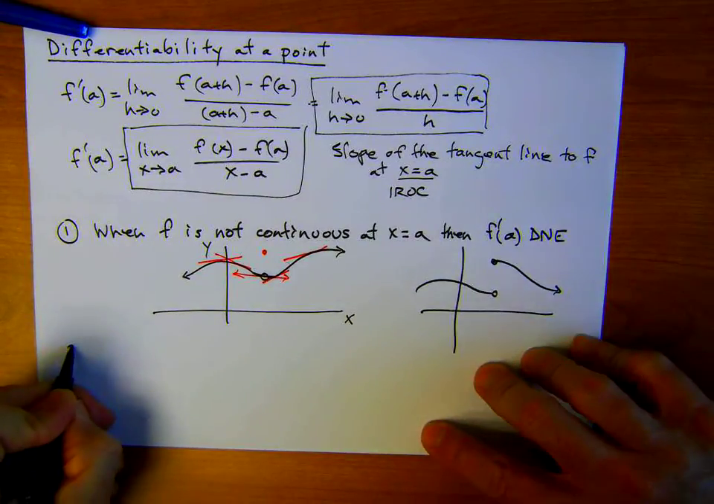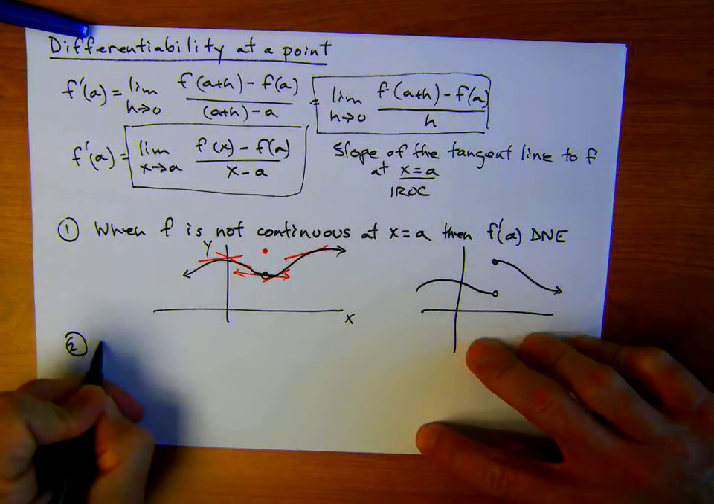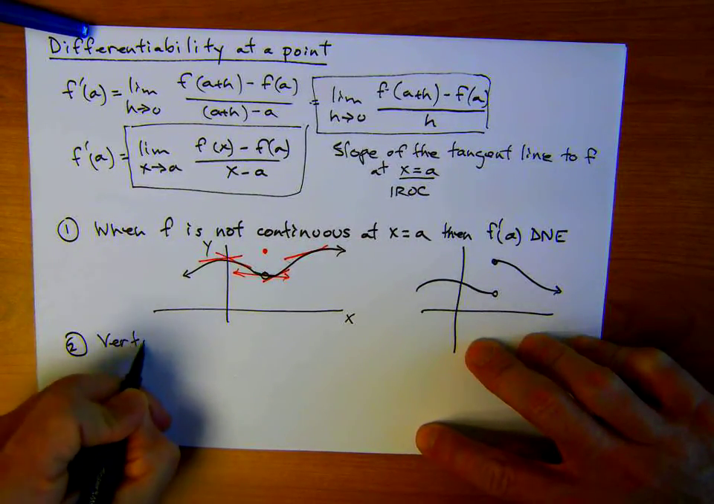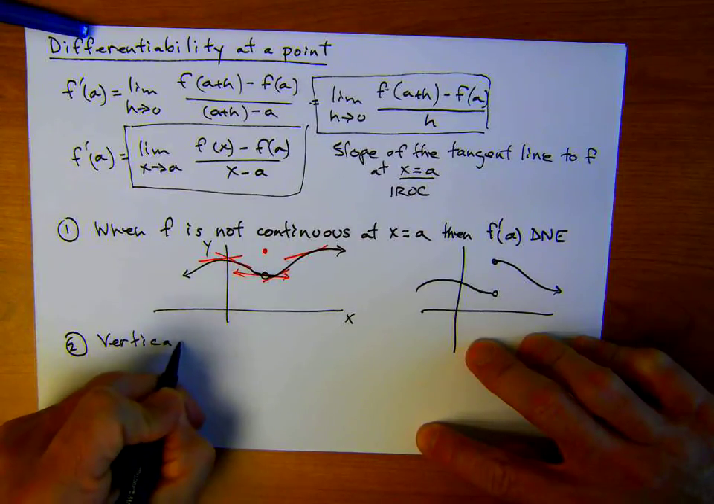What's a second one? We could have a vertical tangent line.